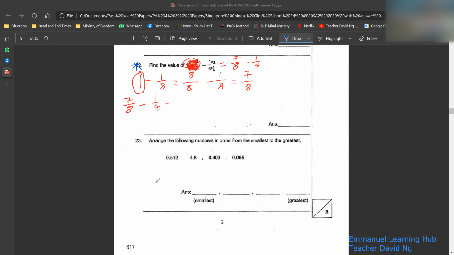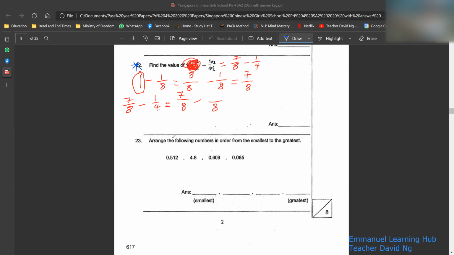7 over 8 minus 1/4. What must you do? Make both the same denominator. Excellent. You are slowly but surely getting it now. Same denominator, so the denominator changes to 8, right? Can you tell me 1/4 is how many over 8?